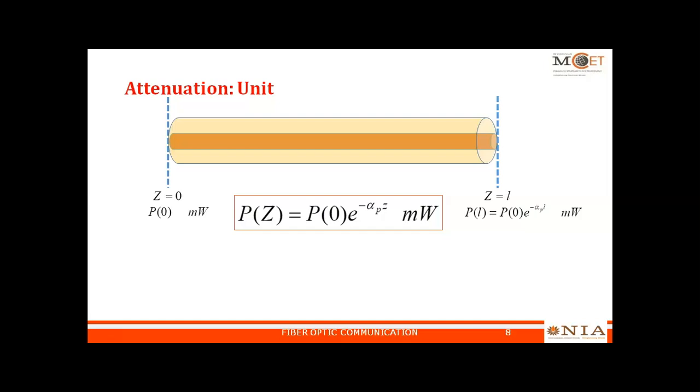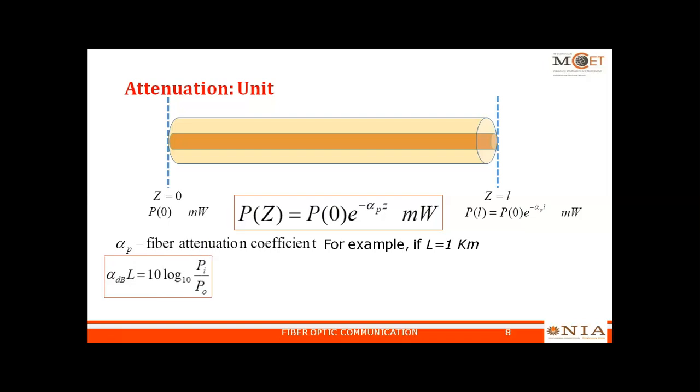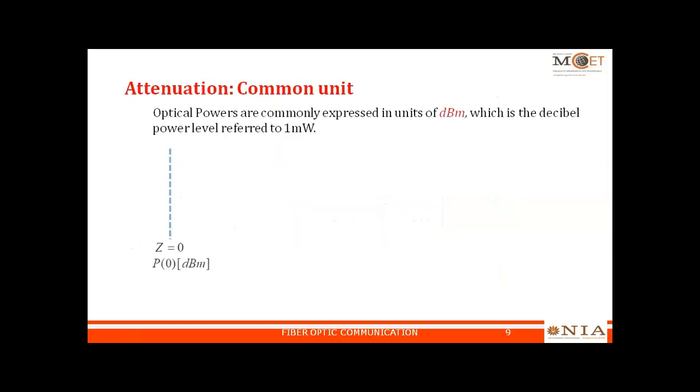Here alpha is the attenuation coefficient. For example, if L is equal to 1 kilometer, alpha in decibels is 4.34 alpha. That is the value of alpha in decibel. So attenuation we have to denote in dB. This is the common unit, and we have to follow that.